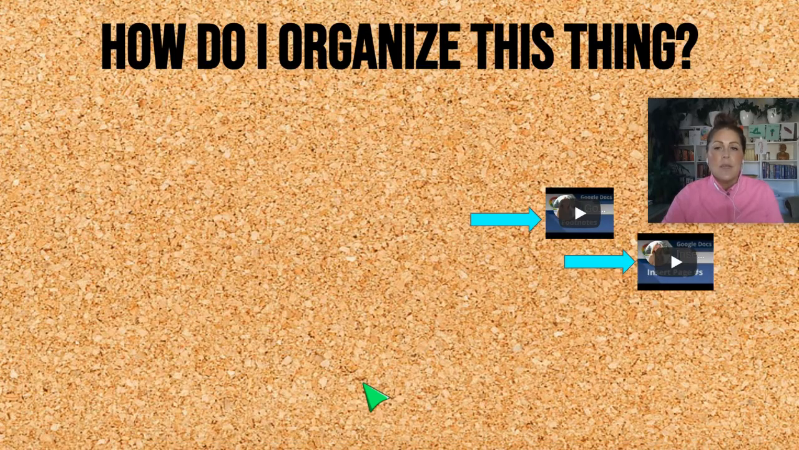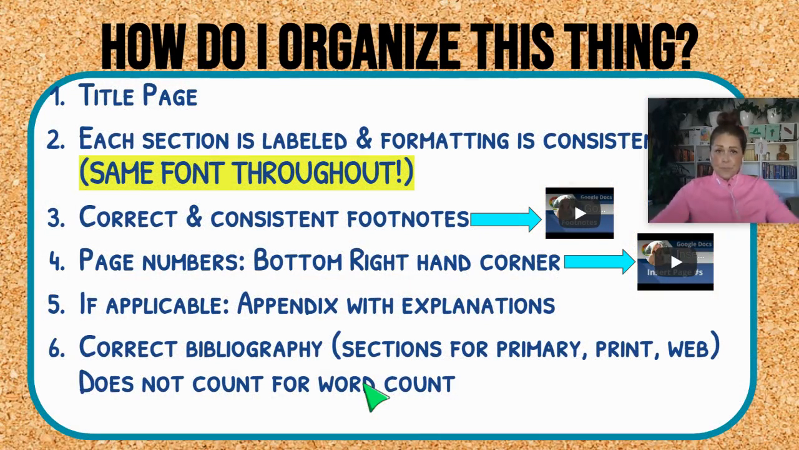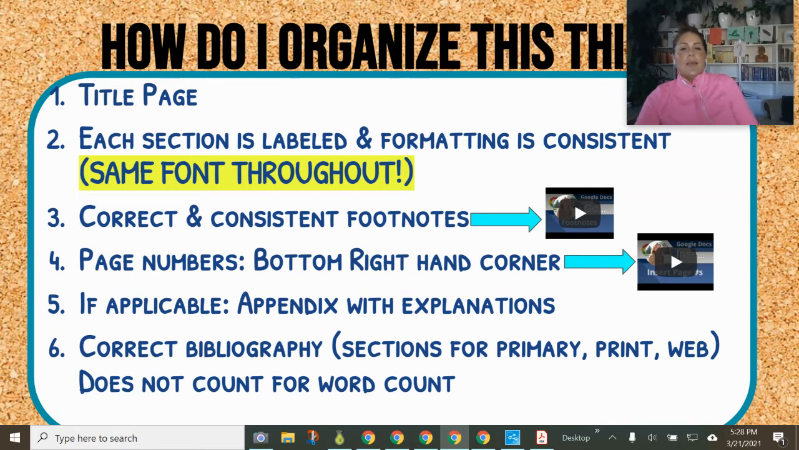Okay, so here we go. So how do we organize our IA? We need to make sure we have the title page first. Then, let me move myself. Part of a key skill of organization is making sure things are consistent. So using the same font style, the same size, the same boldness in key sections. Okay, so making sure things are consistent. Correct and consistent footnotes. If you do not have proper citations, that means you're plagiarizing, and that means a 0. So we want to make sure we have that done right.